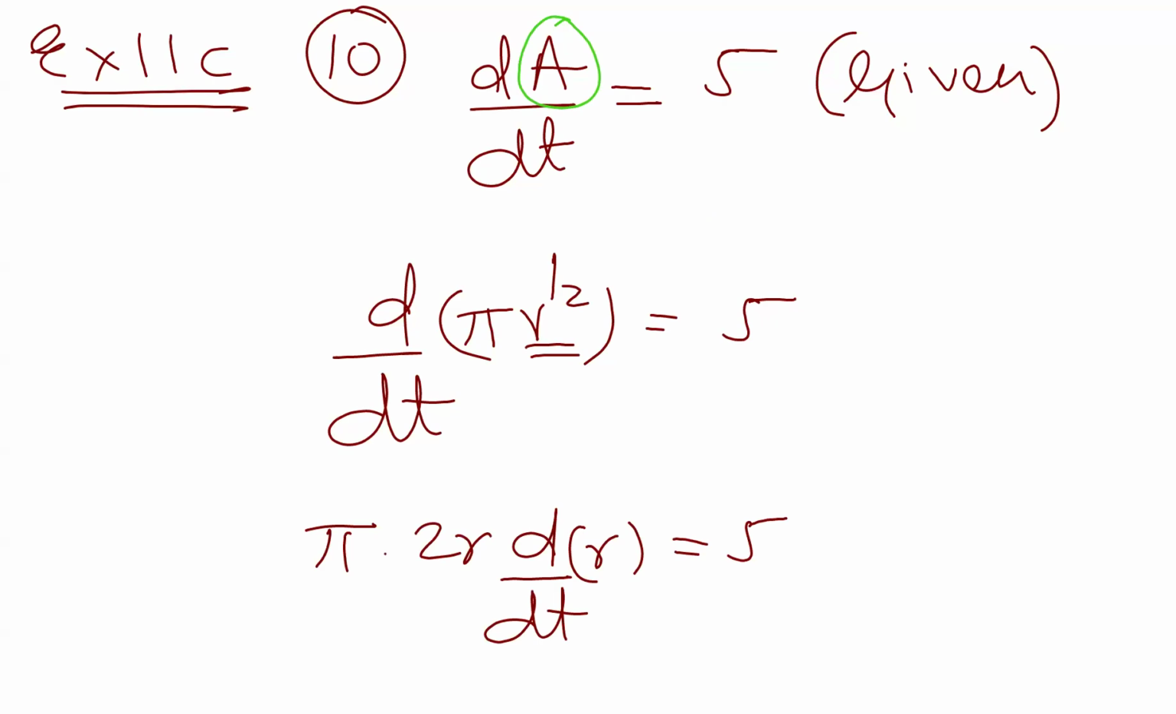And since we are differentiating with respect to time, because anything changes with respect to time, over a period of time it changes. This particular r is supposed to be a function of t. So that's the chain rule over there, d by dt of r. So dr by dt is equal to 5 upon 2 pi r, equation number 1.